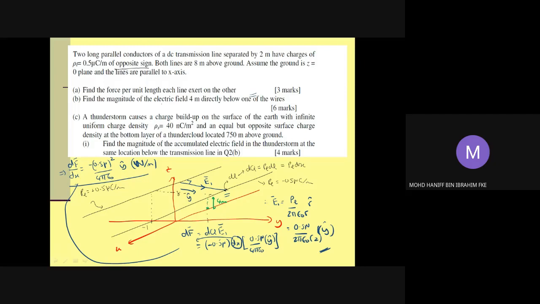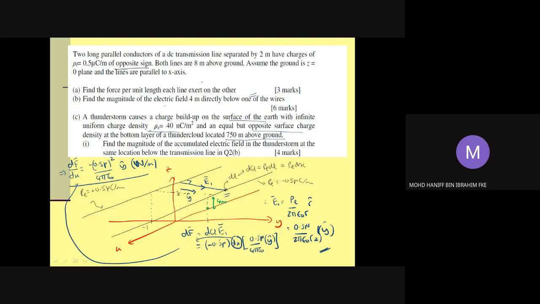We have 2 charges. The first one is on the ground, with a density of 40 nanocoulomb per meter squared, positive, on the surface of the Earth. And another one is the opposite surface charge, negative 40 nanocoulomb per meter squared, located at 750 meters above ground. So the question is, find the magnitude of the accumulated electric field in the thunderstorm at the same location below the transmission line in question 2B.